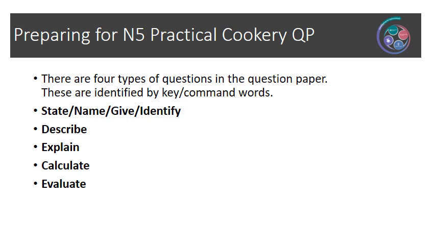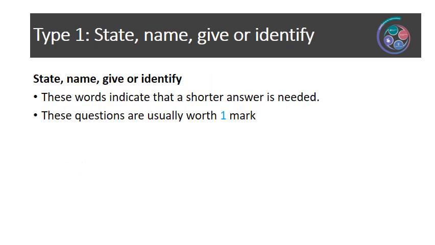Preparing for a National 5 Practical Cookery question paper. There are 4 types of questions in the question paper. These are identified by a key command word. They could be state, name, give or identify, describe, explain, calculate, and evaluate. We will look at the different types of questions in more detail.